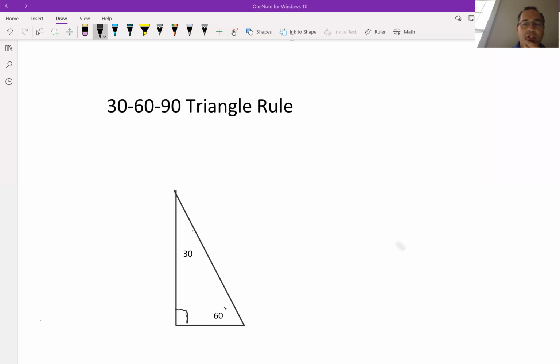Okay, so I want to talk about 30, 60, 90 triangles. Essentially, given the shorter side, what's the longer side and what's the hypotenuse? Or, given any one side, how can you determine what the longer side is? Or how about this? Given any side, how do you determine what the other two sides are? Okay, so let's leave it at that.